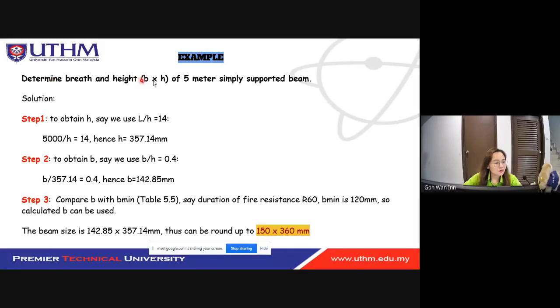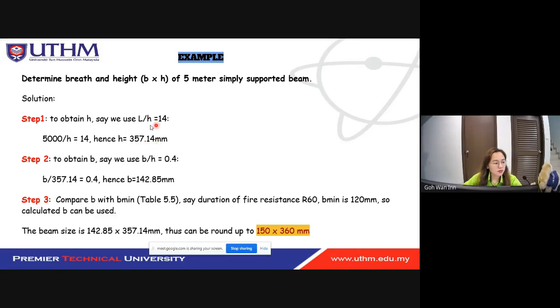So determine the B and the h of a 5 meter simply supported beam. Now you have a simply supported beam of 5 meter, so you need to estimate the B and the h. To obtain h, let's say we use L over h is 14. So h is equal to 5,000 over 14, so you will get h equal to 357.14 mm.